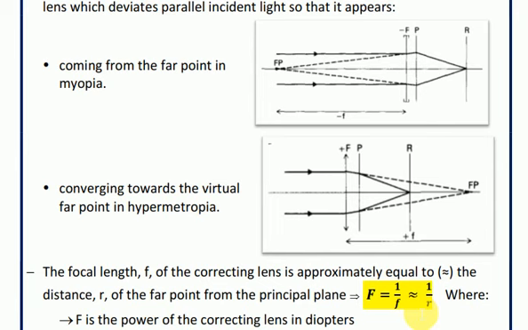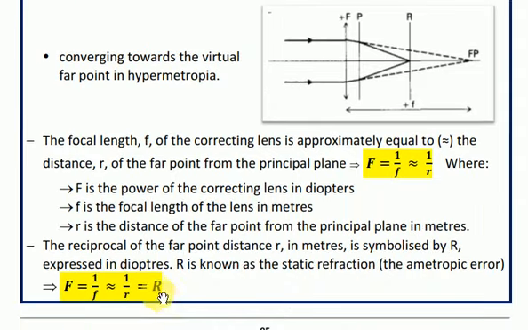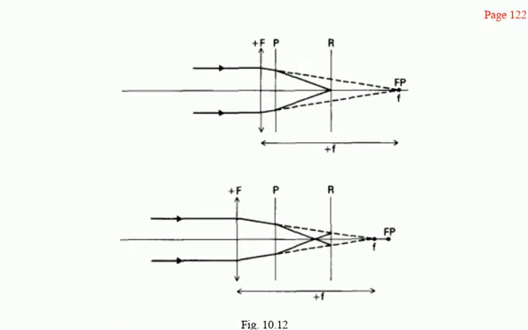So the reciprocal of the far point distance R in meters is symbolized also by capital R, expressed in diopters. So this R is known as static refraction or the ametropic error.